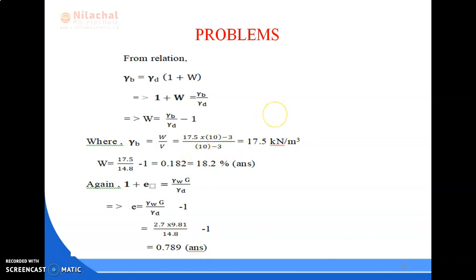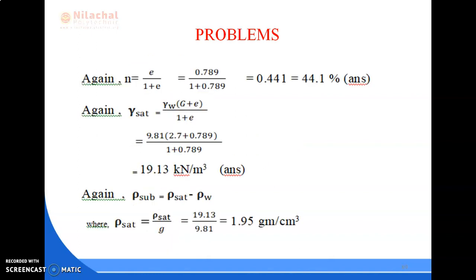This is one answer. Again from the relation 1 plus e equal to gamma W G by gamma D, we know this relation. Or implies e equal to gamma W G by gamma D minus 1. So here again we have to put all the values whatever given. So G value is 2.7 into gamma W value is 9.81 divided by 14.8 minus 1, so equal to 0.789. So this is another answer.